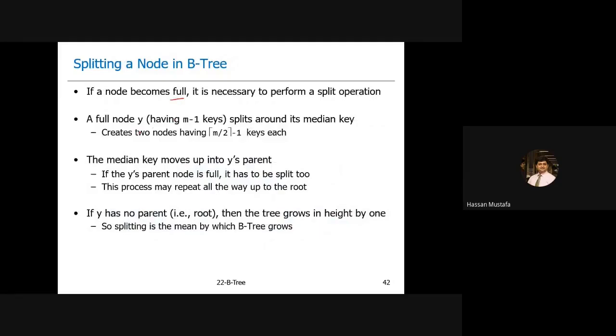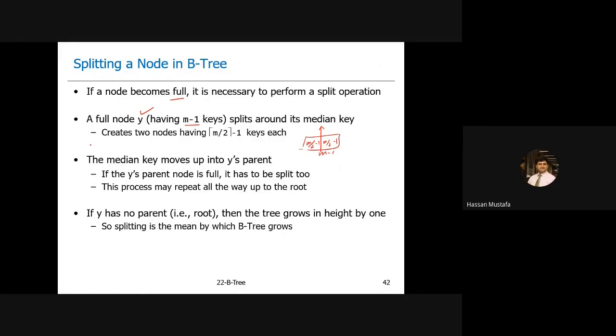If the leaf is full, we call this node, for example, y. By full it means it has m minus 1 keys, that is the maximum number of keys that a node can have. So what we would do is split that node. If it has m minus 1 keys, we would split it from the center and make two nodes out of this one node. If we divide the values equally, it would have m by 2 minus 1 keys here, m by 2 minus 1 keys on the right side, and 1 key would be the central key.